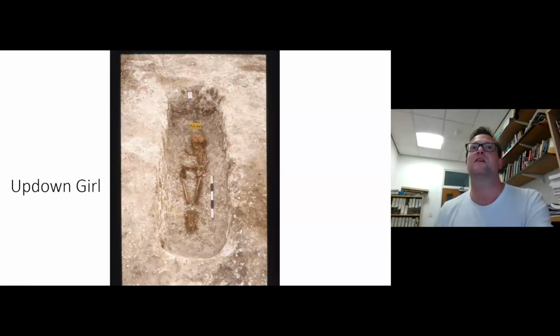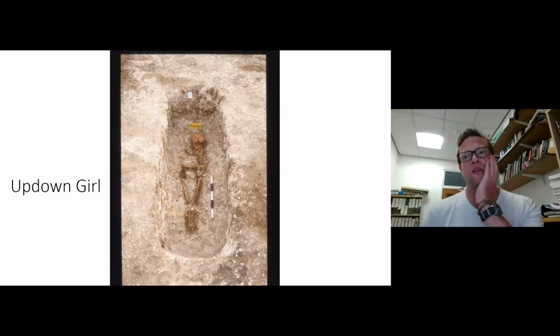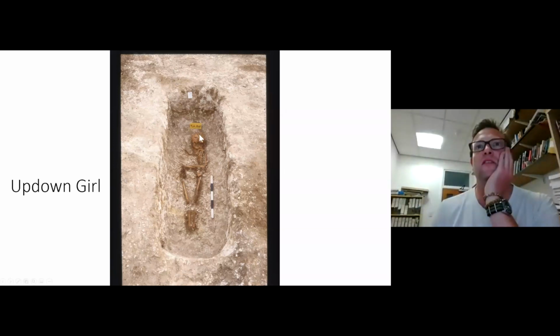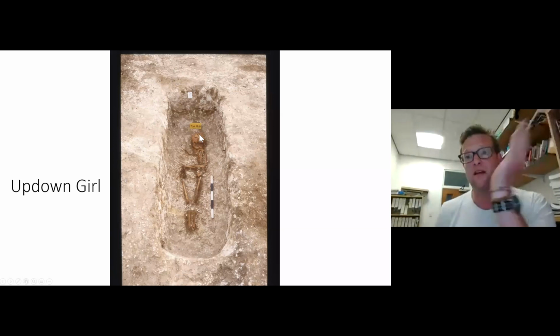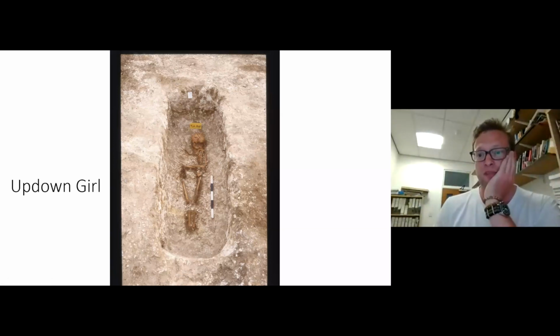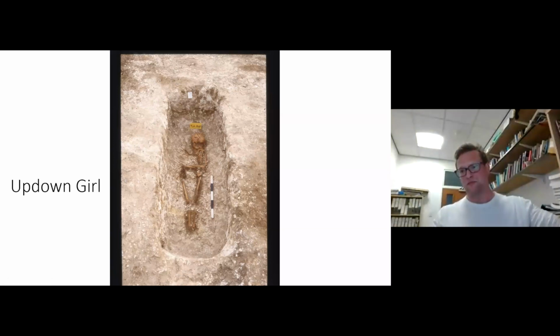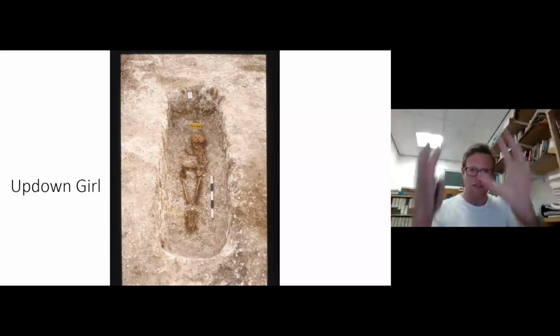And there she is. There's Up Down Girl, a photograph that I managed to get out of the slide films a couple of weeks ago. So the first time I've been able to display that for this presentation. And there we go. I think we'll end there. So we've got time for some questions. There's quite a lot of information there.